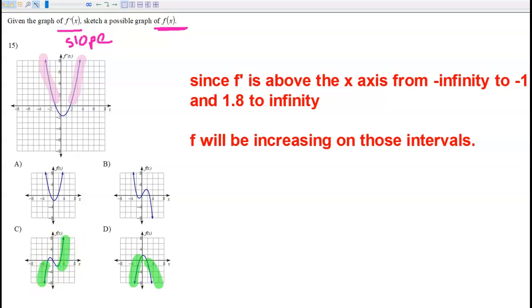You could also have done this by, instead of looking at where it's increasing, looking at where it's decreasing. Since f prime is below the x-axis between negative 1 and 2, or 1.8, we're looking for a graph that's decreasing between negative 1 and 1.8. And so the answer for this one would be C.